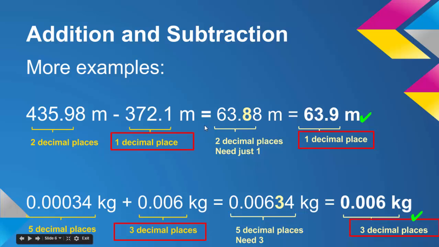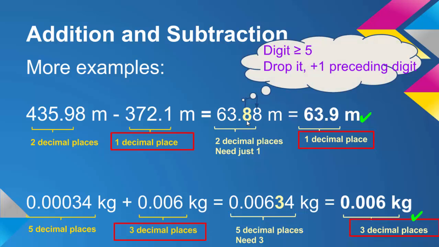And when we do this operation, we subtract, as we do in a regular math class, and we have 63.88. Now, this answer has 2 decimal places, and I only need 1 because my least accurate measurement has only 1 decimal place. So I will look at the tenths place, which is the one I'm interested in, and I will check the number to the right, and I see that this number is greater than 5. So I will drop the number, but before doing that, remember, you have to add 1 to the preceding number. So we get 63.9 meters.